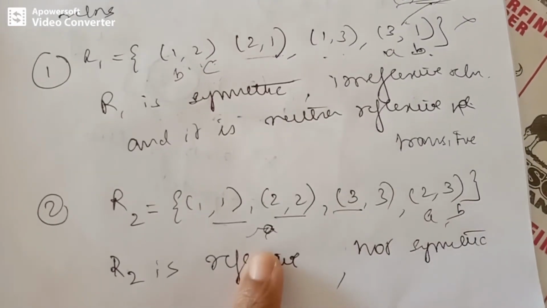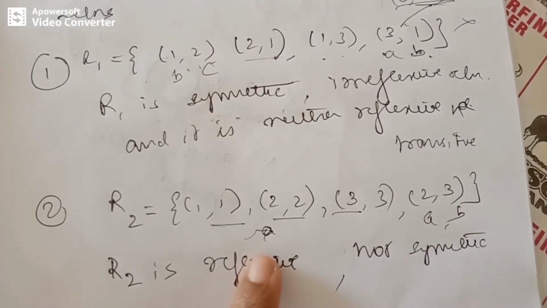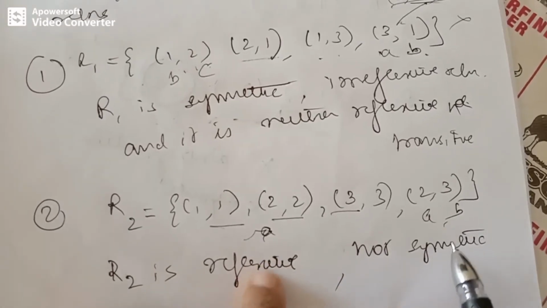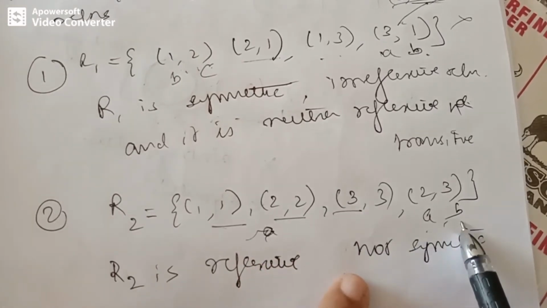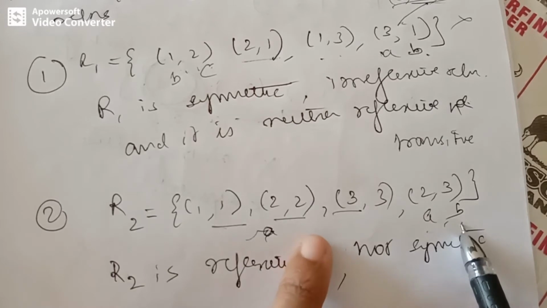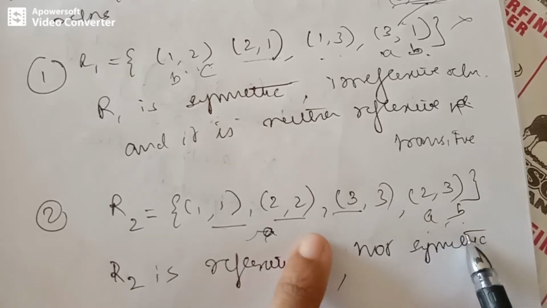What can I say about the transitive property? Do I have A comma B belongs to R and B comma C belongs to R? Do I have that pair?